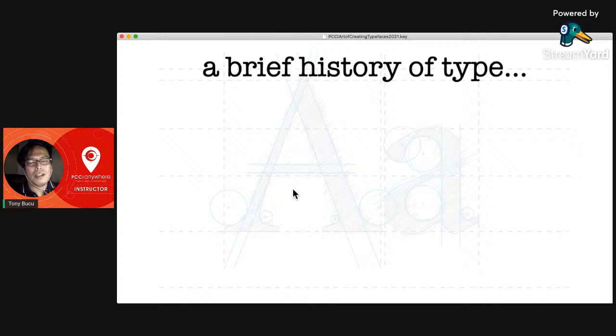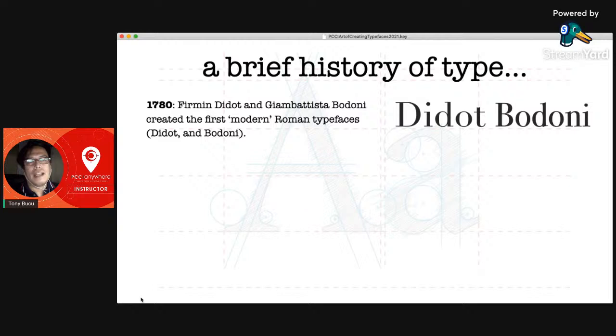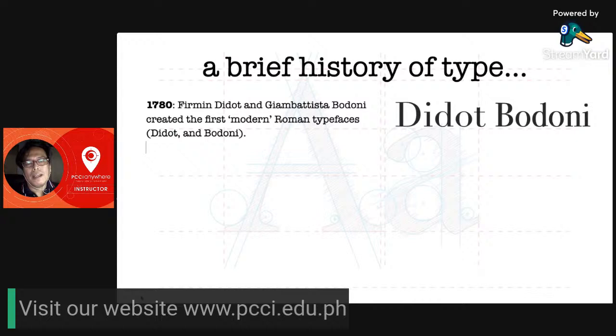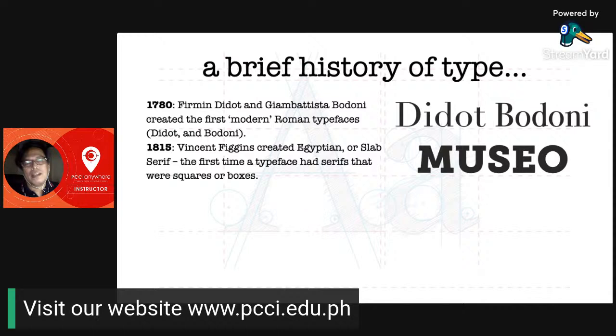Okay. In 1780, Firmin Didot and Giambattista Bodoni created the first modern Roman typefaces. They have serifs, okay, but they're not really curved. They're sharper and straighter. And then, Vincent Figgins created Egyptian or slab serif. Meaning, squarish na yung serif niya, makapal yung serif, almost as thick as the main stroke of the typeface.